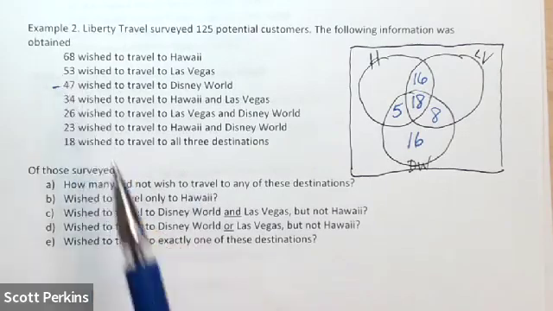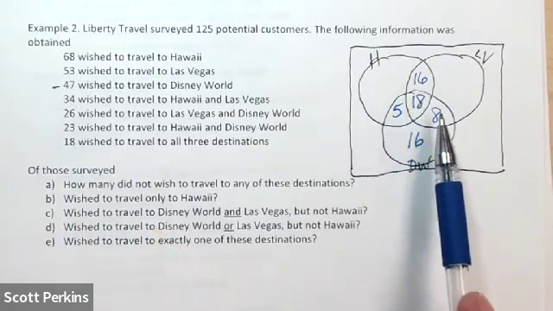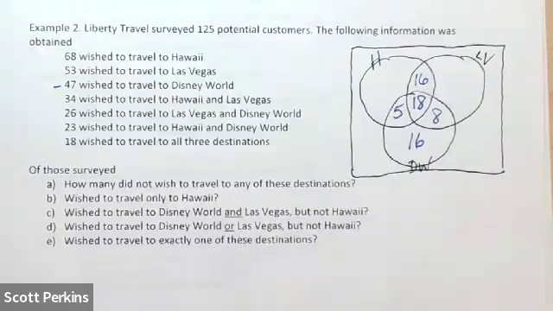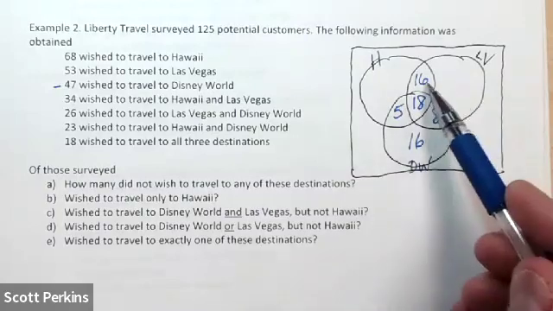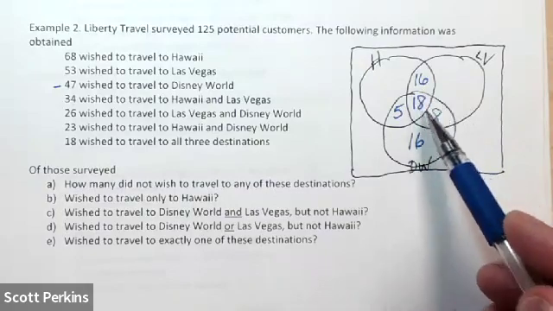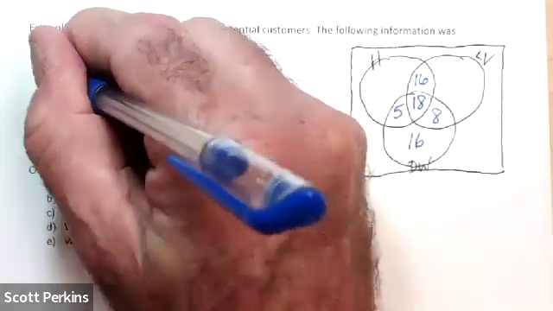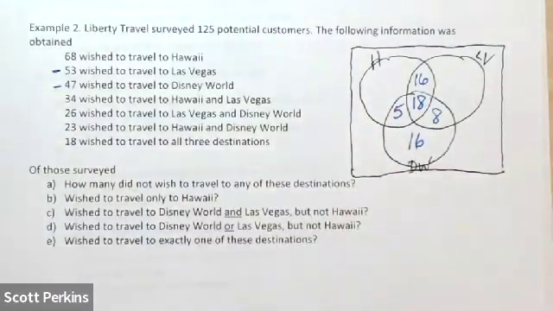Okay, so 53 wanted to go to Las Vegas. How many people are presently in the Las Vegas circle before I fill in the last part? Yep, 16 and 18 and 8 makes 42. So I'm going to take those 42 people, they're already accounted for, and subtract it from the 53. 53 minus 42 leaves me 11 people.